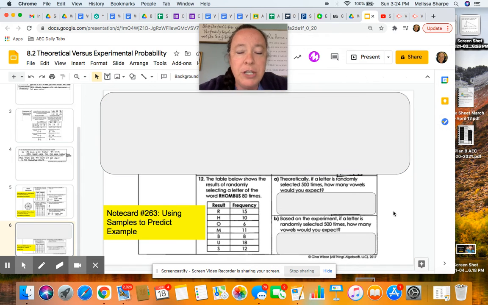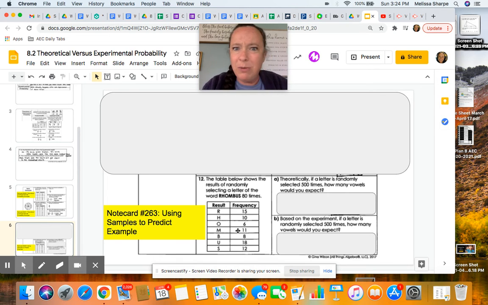All right, now we're going to move on to note card 263, the last note card of the lesson. And here's a table showing an experiment, the results of randomly selecting a letter from the word rhombus 80 times. So how many times was the R selected? It was 15, H 10, and so on. But they selected a letter 80 times.